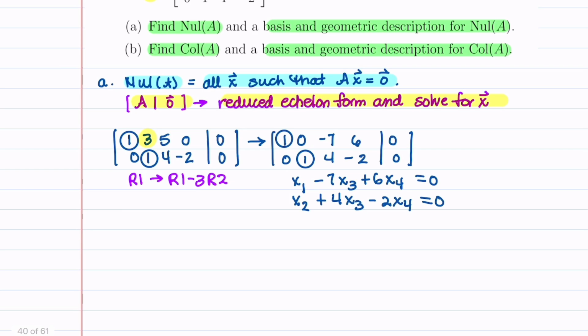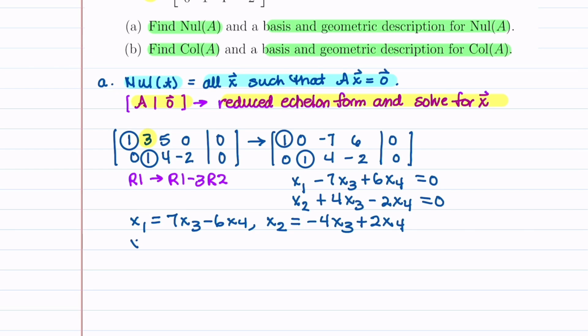Now let's go ahead and solve for x1 and x2. Our x1 is going to be 7x3 minus 6x4, and our x2 is going to be minus 4x3 plus 2x4. Now what we're going to do to find our basis and a geometric description and to find the null space is to write our answer in what we call parametric vector form.